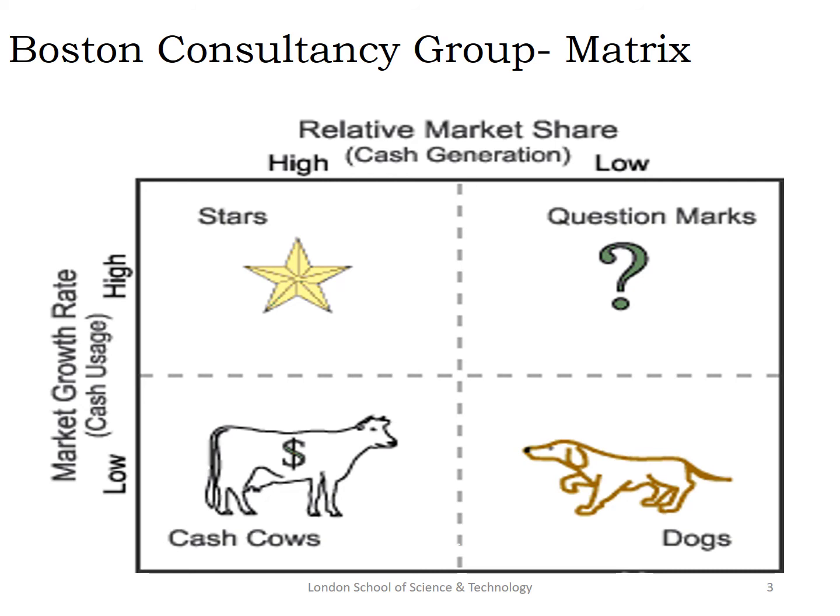Eventually, though, the star will not remain a star. A star will fall into a cash cow, where you have low growth rate, but you still have a high market share. So you still have a high market share, but a low growth rate. Then that falls into a cash cow.